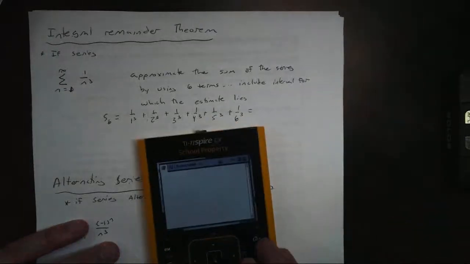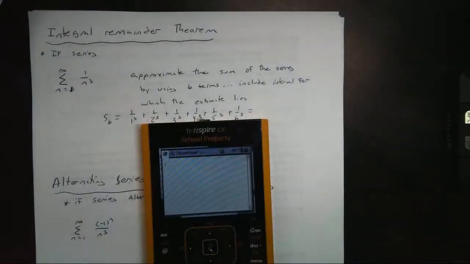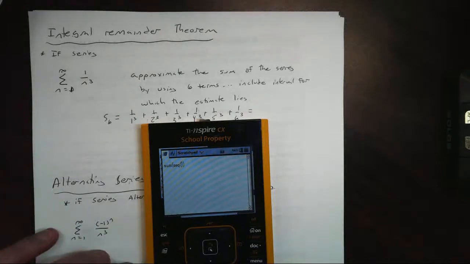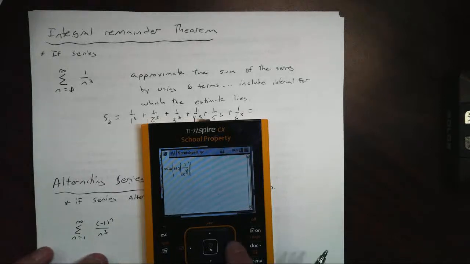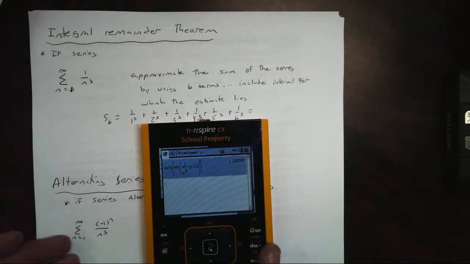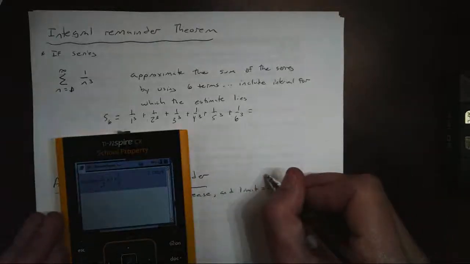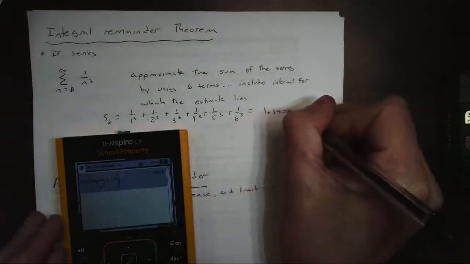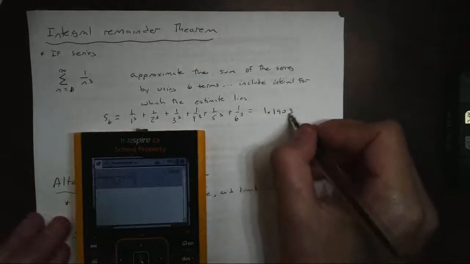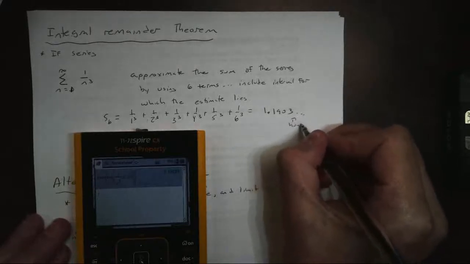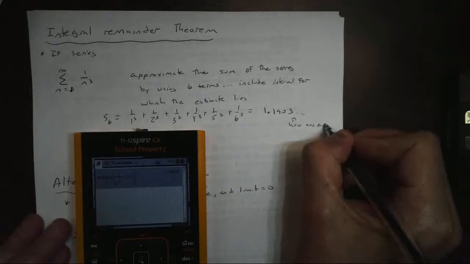And I can approximate that. A real quick way on the calculator is just to type this in as the sum of a sequence, like so. I would type in 1 over x cubed, x to the third, comma x, comma 1, comma 6, the first 6 terms. And I would get this number right here, 1.1903. And I want to know just how accurate this is. In other words, what's the error going to be?